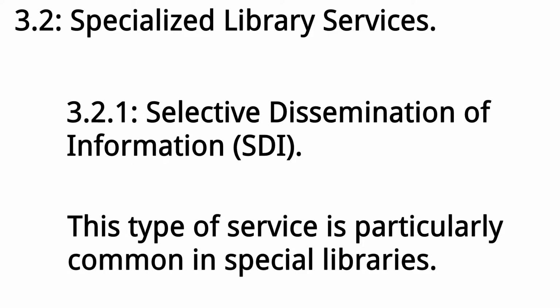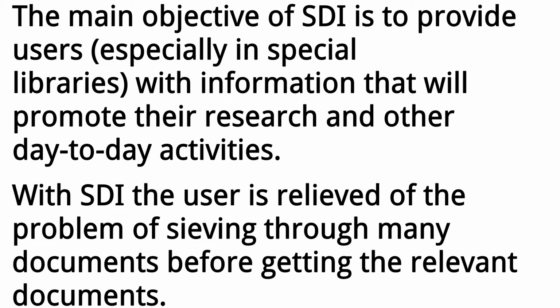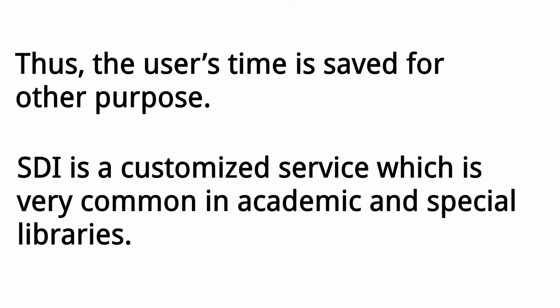3.2. Specialized library services. 3.2.1. Selective dissemination of information, SDI. This type of service is particularly common in special libraries. The main objective of SDI is to provide users, especially in special libraries, with information that will promote their research and other day-to-day activities. With SDI, the user is relieved of the problem of sieving through many documents before getting the relevant documents. Thus, the user's time is saved for other purpose.